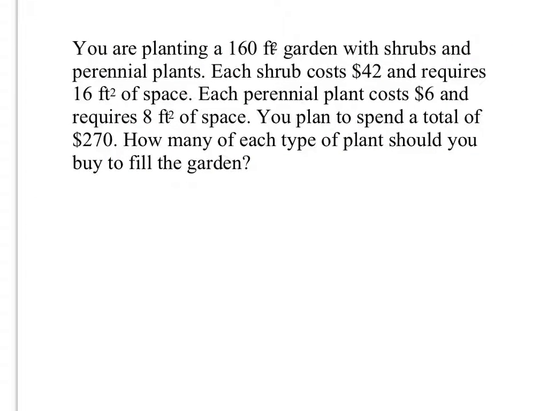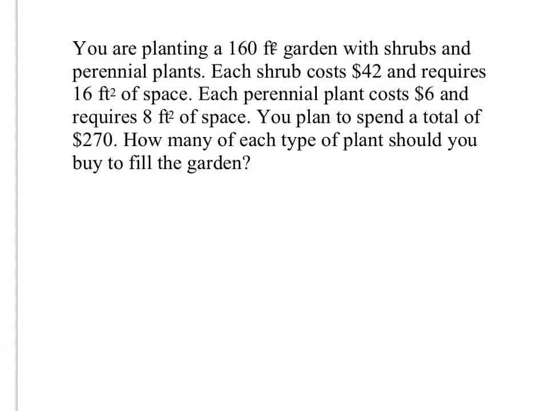Alright, so here you're planting a garden with shrubs and perennial plants. Each shrub costs $42 and requires 16 feet squared of space. Each perennial plant costs $6 and requires 8 feet squared of space. You plan to spend a total of $270. How many of each type of plant should you buy to fill the garden? So here we go again.